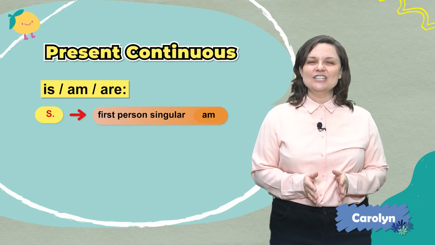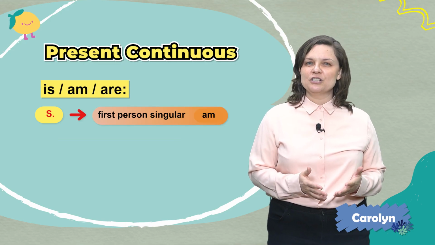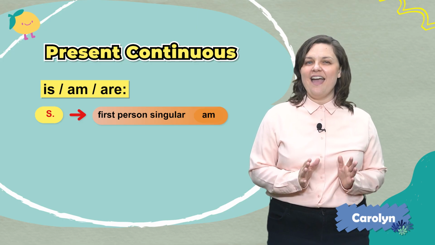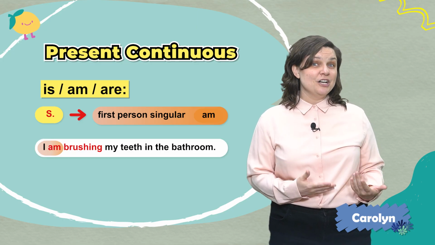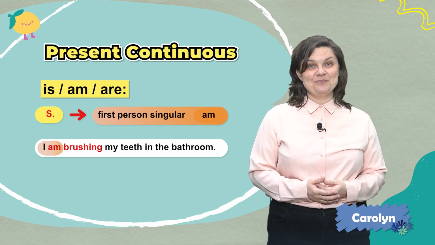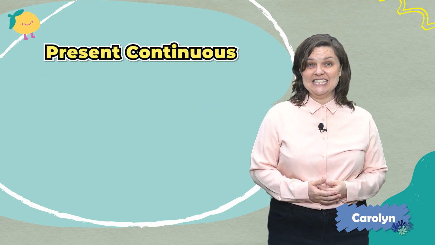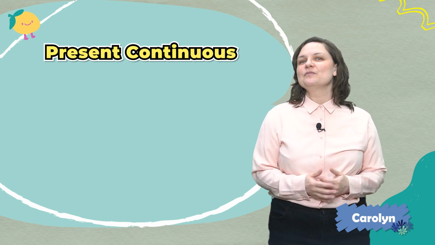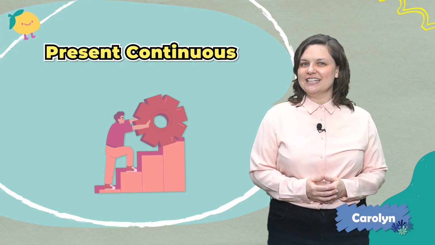And now let's look at a sentence using the first person singular subject I. The verb can only be am. I am brushing my teeth in the bathroom. All right, that's the present continuous tense. It's not so complicated, right? Let's make it more challenging.